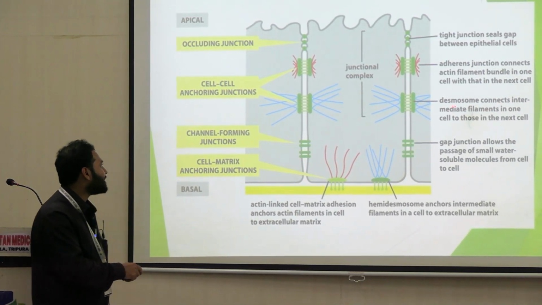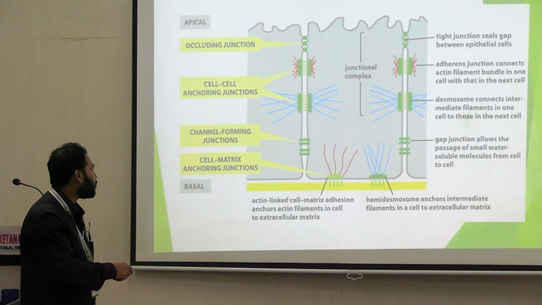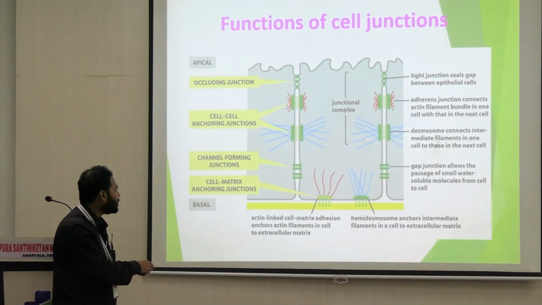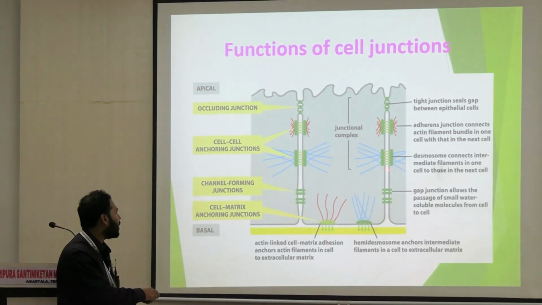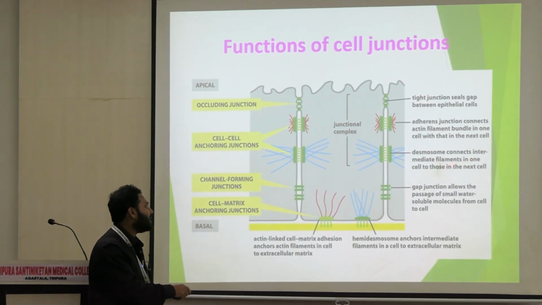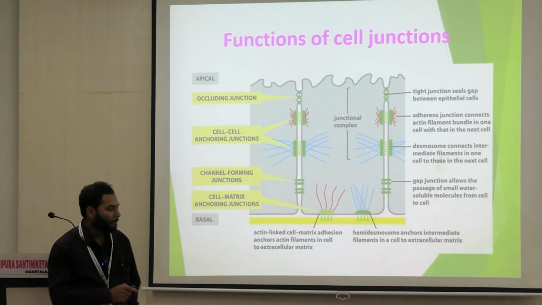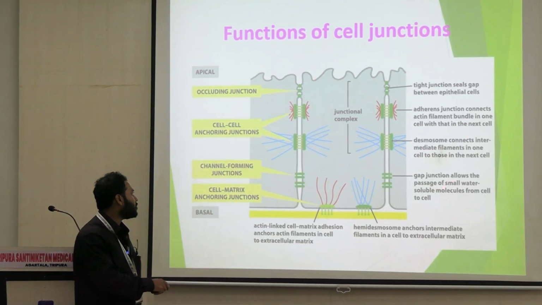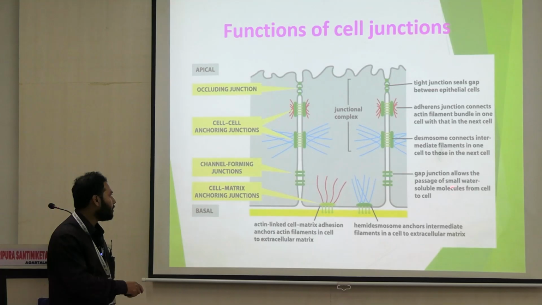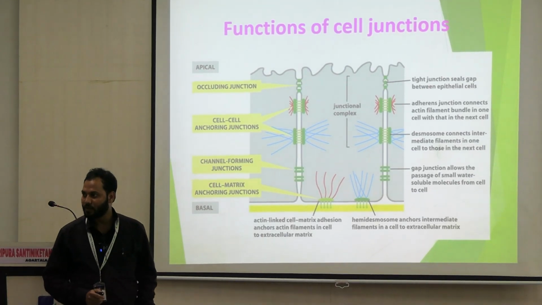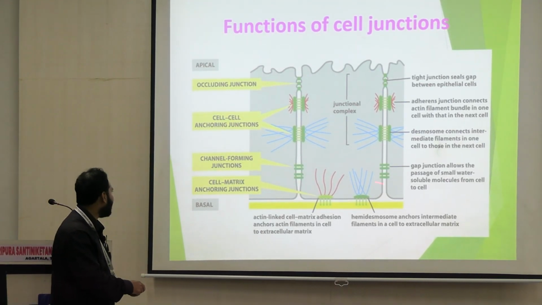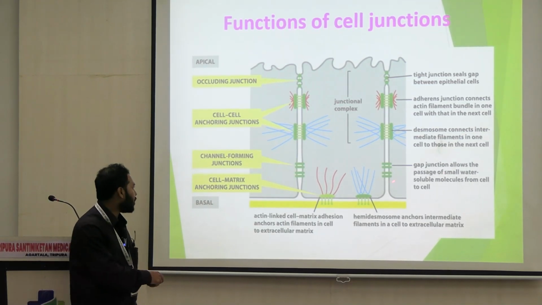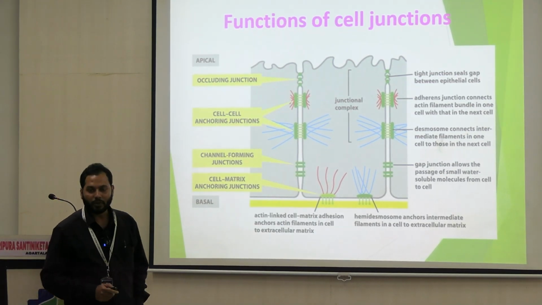Desmosome connects the intermediate filaments. See, this is one intermediate filament present in one epithelium, and this is another one. So these junctions basically connect the intermediate filaments of adjacent cells. Here are gap junctions. They allow the passage of small water soluble molecules from cell to cell because it is basically a channel forming junction. It contains a specific channel that allows the molecules.